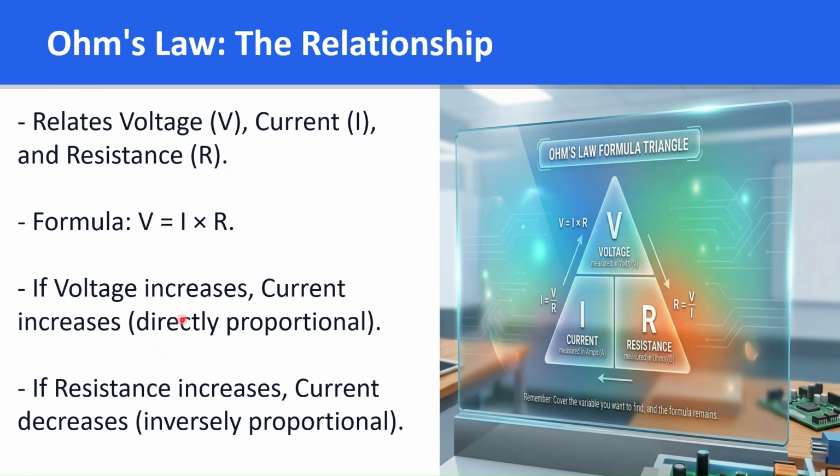So if the voltage increases, the current increases. This is what we call a directly proportional relationship. If resistance increases, the current decreases. This is the kabaliktaran, no?